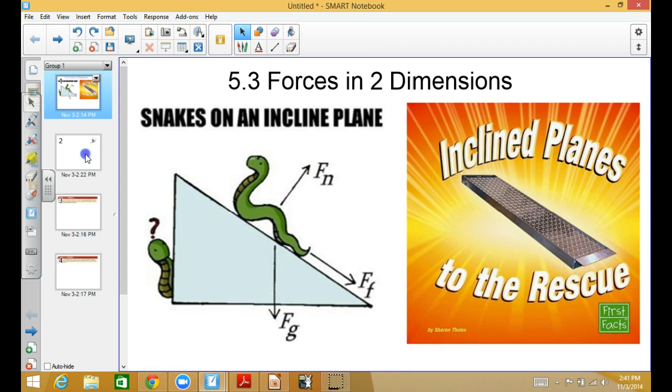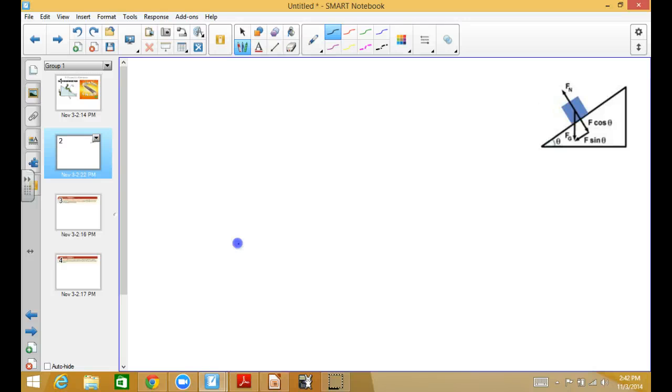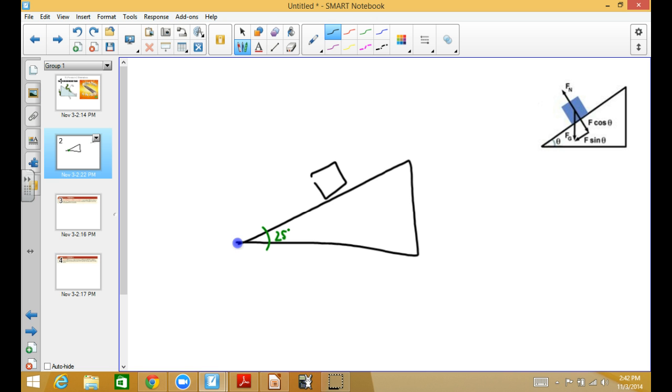An inclined plane is just anything that we talk about if it's not on a perfect flat horizontal surface. So what I'm going to do, I'm going to draw myself just a quick inclined plane. Let's just make up a number. Let's say that the angle is 25 degrees. Let's put a box on this thing. Let's say the box is 10 kilograms. Let's say the coefficient of friction is 0.2.